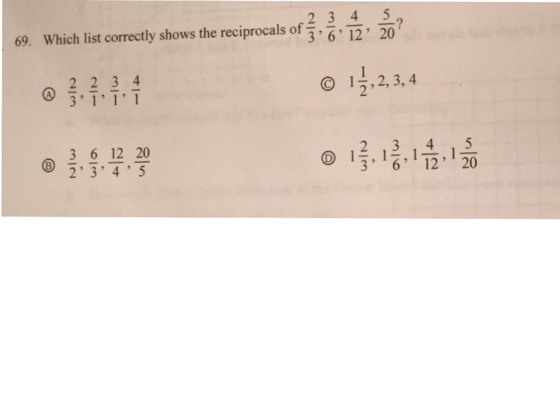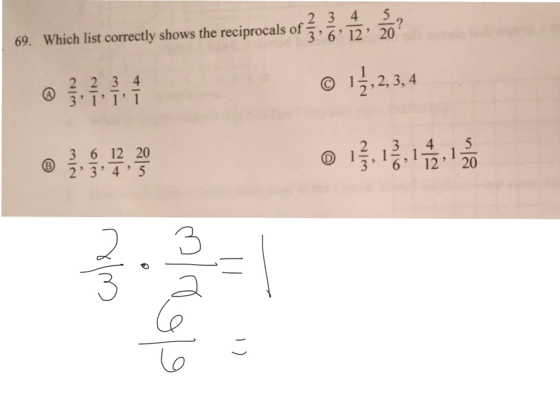So now we are looking at the next question. Which list correctly shows the reciprocals of 2/3, 3/6, 4/12, and 5/20? So remember, when we're talking about reciprocal, a reciprocal is a number that I can multiply by that number to make it 1. So if I think of 2/3, the number I would need to multiply to get 1 would be 3/2, because that would give me 6/6, which equals 1. So in essence, yes, we are flipping, but the point of a reciprocal is to get a value of 1.